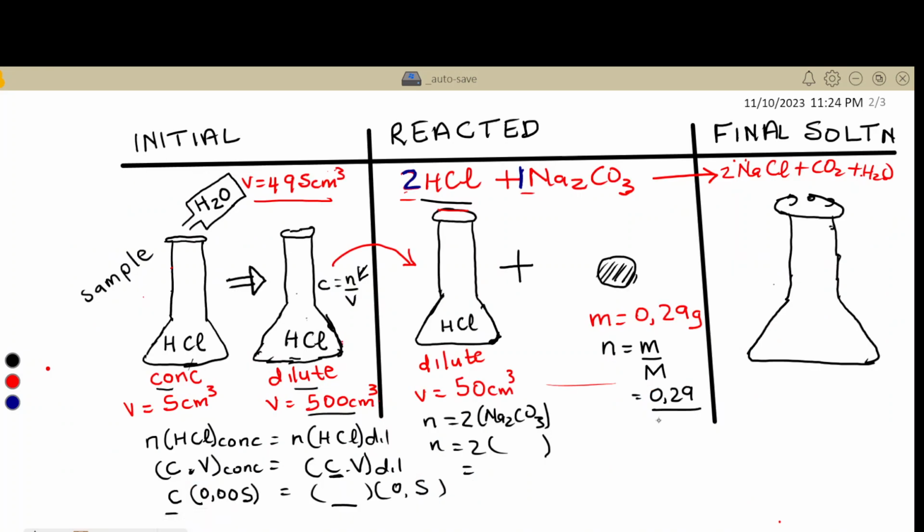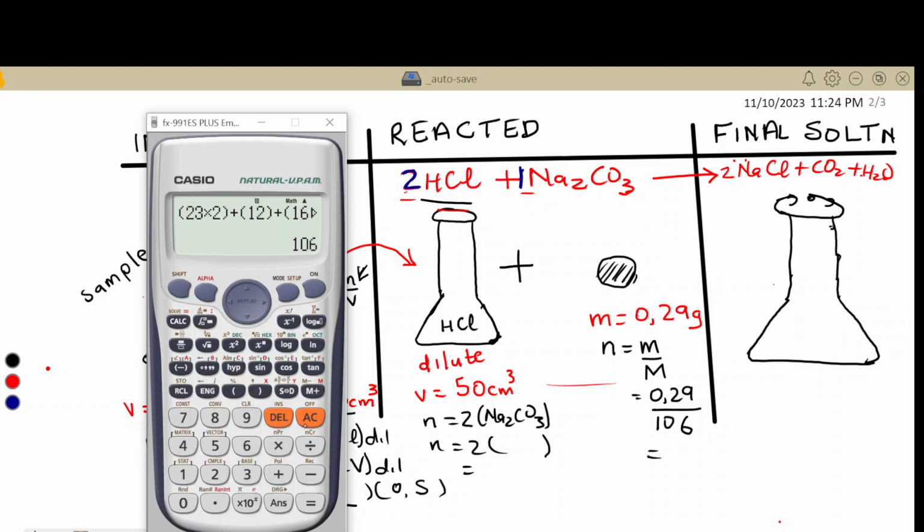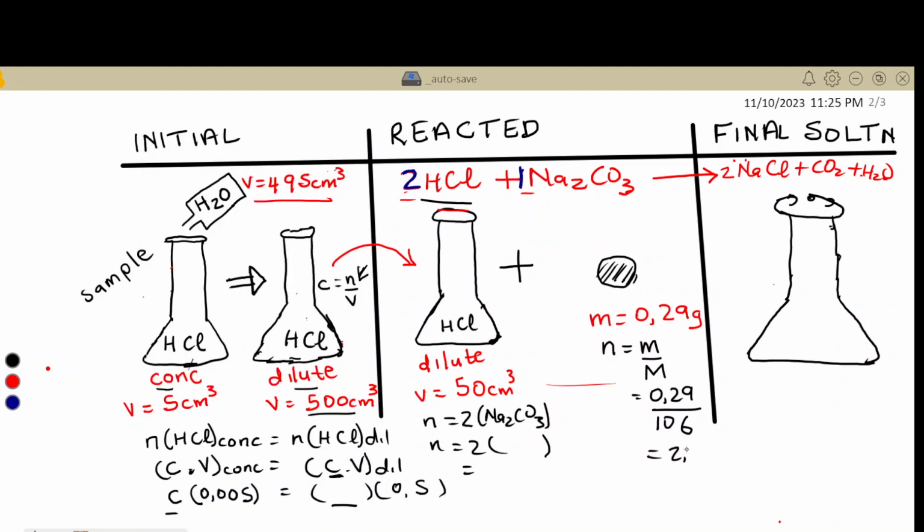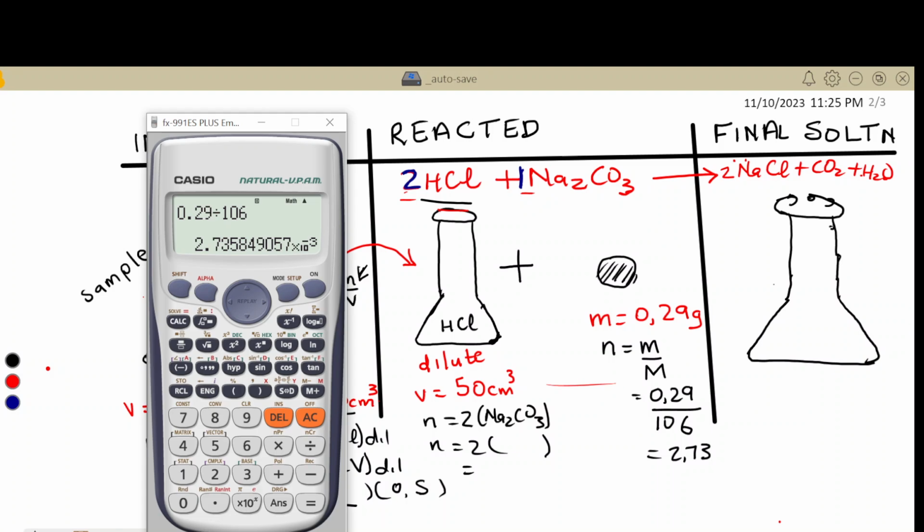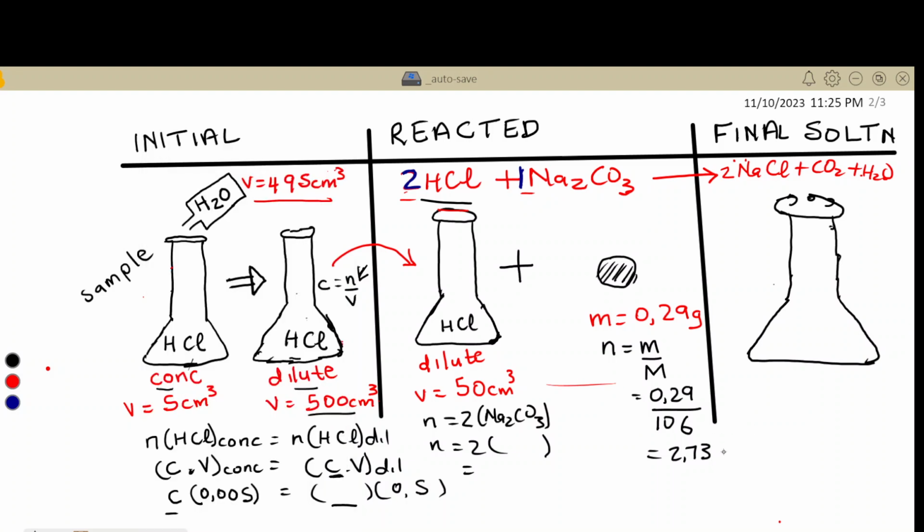So we divide here by 106. So we have 0.29 divided by 106. So the number of moles of the sodium carbonate is 2.7358, let's say, times 10 to the power negative 3 moles.